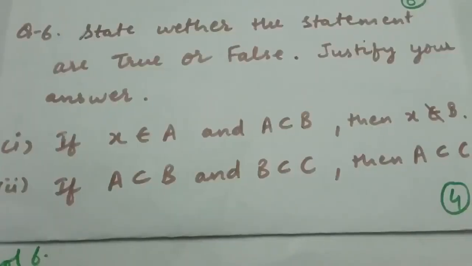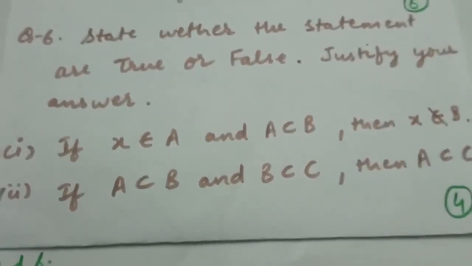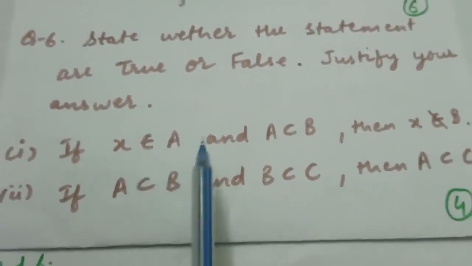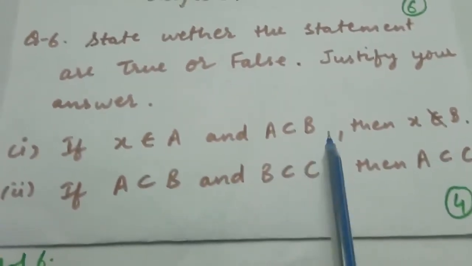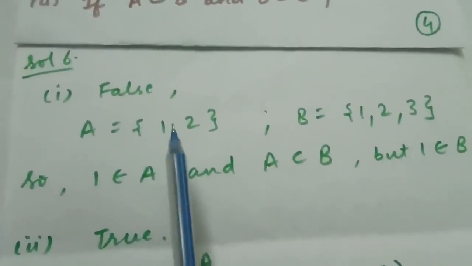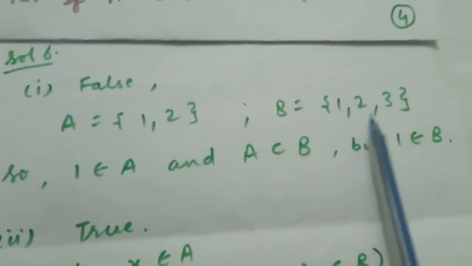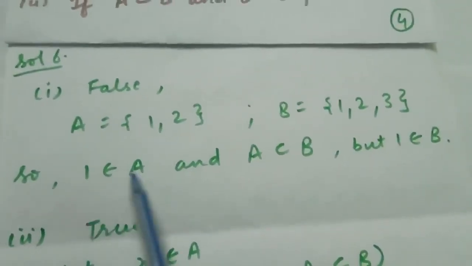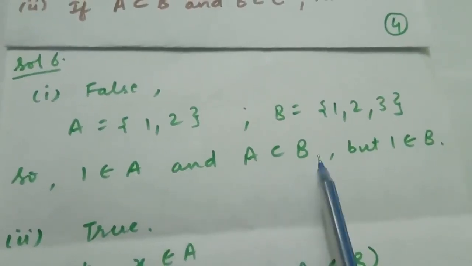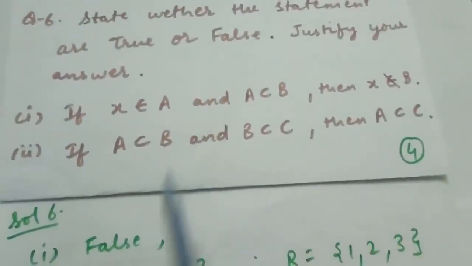Okay. Question number 6. State whether the statement are true or false. Justify your answer. So the first is, if x belongs to A and A is a subset of B, then x does not belong to B. So this statement is false, and we can give any example. A we have taken as 1, 2. B I have taken as 1, 2, 3. So 1 belongs to A. A is a subset of B, but 1 also belongs to B. Therefore, this first statement is false.